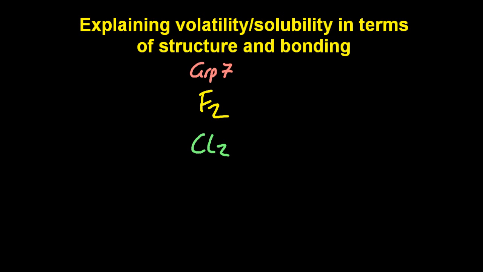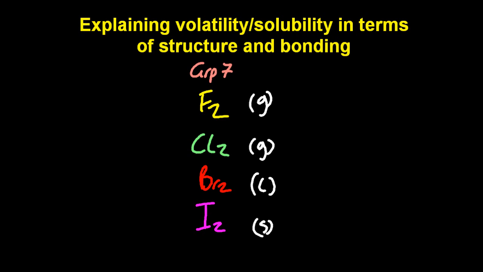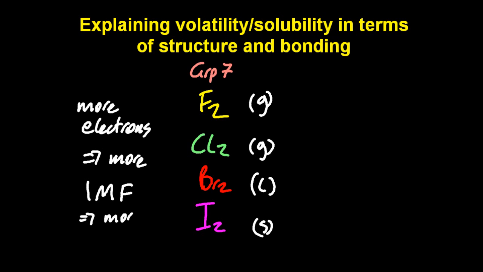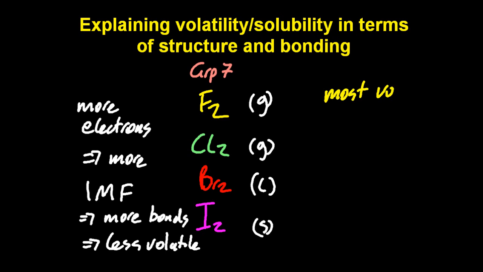Looking down group 7, we have the halogens there. They're all diatomic. And you can see the state symbols there. Fluorine's the most volatile. Iodine, the least volatile. Well, we're still on van der Waals, the weakest sort of intermolecular force. Iodine, more electrons, more intermolecular forces, more bonds, it's less volatile. There we go. So the most volatile would be fluorine. Most easy to gasify. And it's already a gas. That's pretty easy.